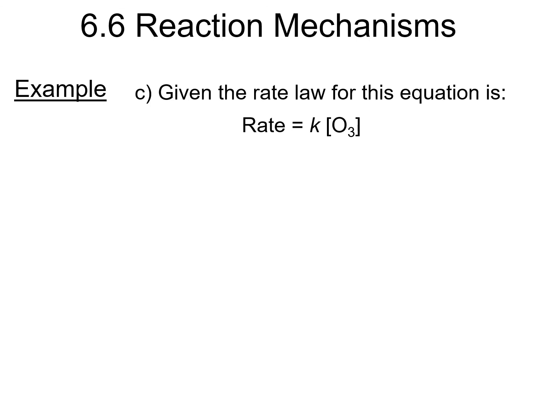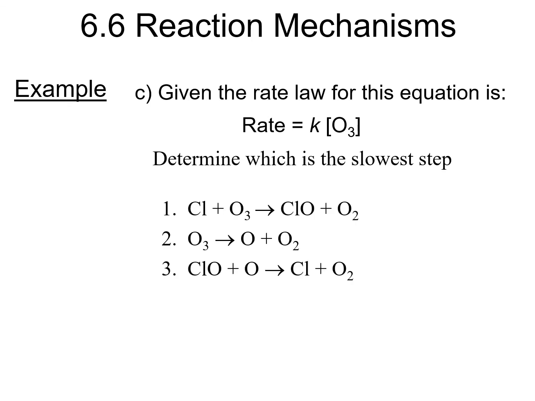Next, we'll do this one a little backwards. I'm actually going to give you the rate law, and I'm going to say, determine which is the slowest step. So what we need is one of our steps that only has O3 in it. Right off the bat we can eliminate step number 3 because it doesn't have any O3s as reactants. So that's gone. Step 2 just has O3, and step 1 has Cl and O3, so it's got a Cl. So we can't have this one, it can't be step 1. So it has to be step 2.